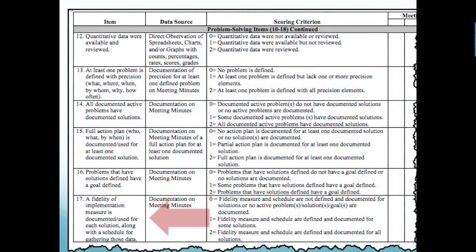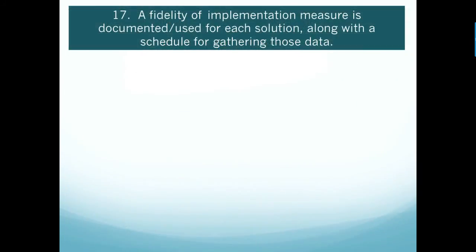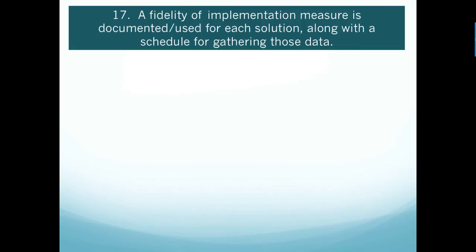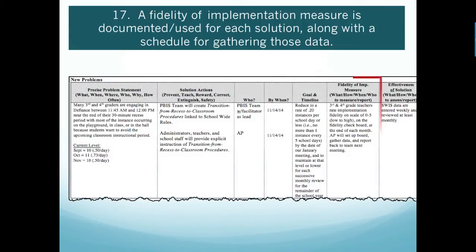Item 17 taps into Fidelity of Implementation measures, and it asks whether we have a Fidelity measure documented or used for each solution, along with a schedule for how we're going to gather those data. If we think about Fidelity of Implementation, again, remember we're asking: how will we know that we really implement the solutions as we had designed and planned? And again, we can look at our TIPS meeting minute form at either the new problem section or the old problem section to see whether we have Fidelity of Implementation data.